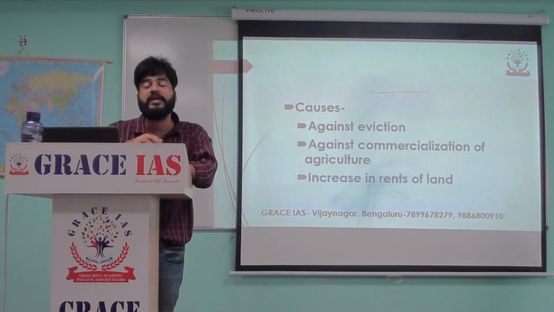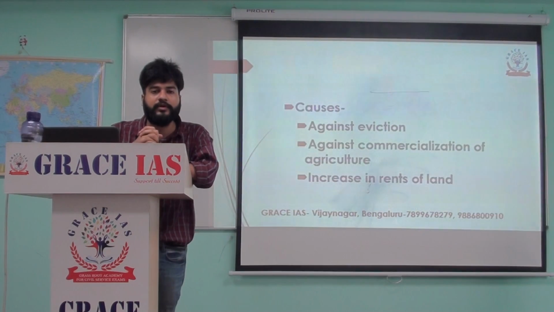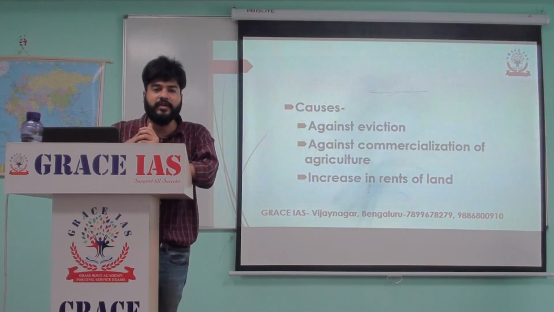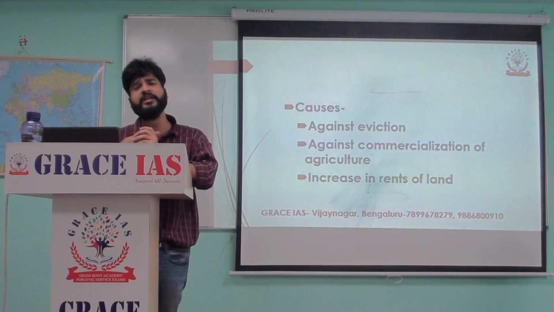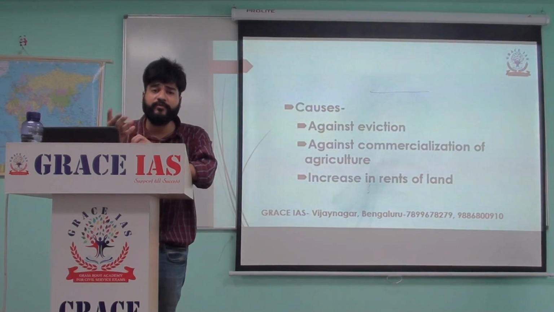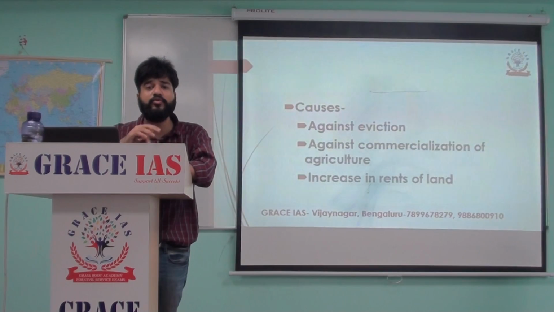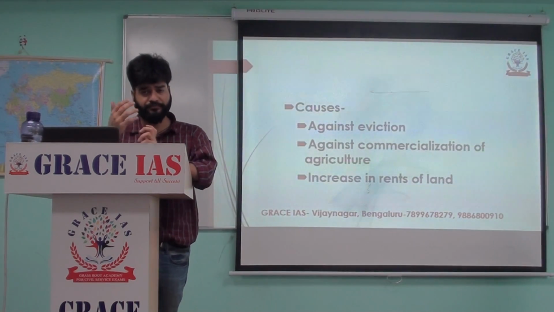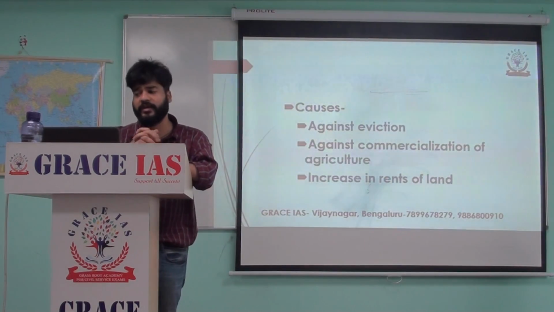And then there was this issue of commercialization of agriculture. You might have read about the indigo issue, that the farmers were forced to cultivate indigo. And if you are not able to give your rent or your revenue on time, you would be evicted from your land. This also angered the peasants and they revolted against the British.